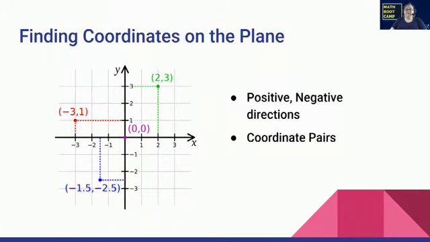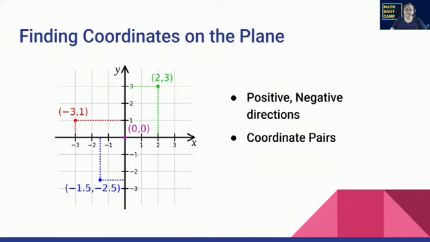So let's look at a few points on this plane. This green point up here is labeled 2, comma 3. It's in the upper right of the grid of the plane. It's 2 units to the right of the origin in the x direction and 3 units above the origin in the y direction. So that's why it's labeled 2, comma 3. X comes first and then y.